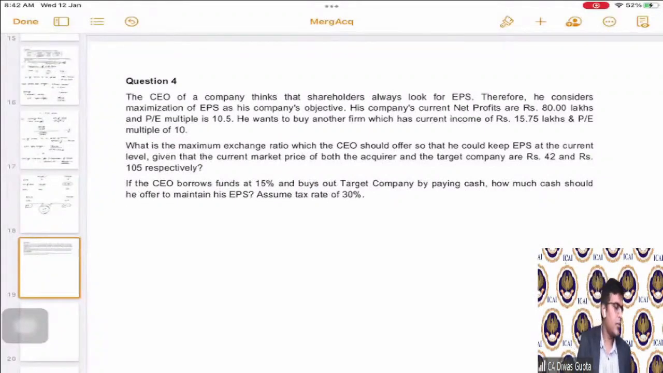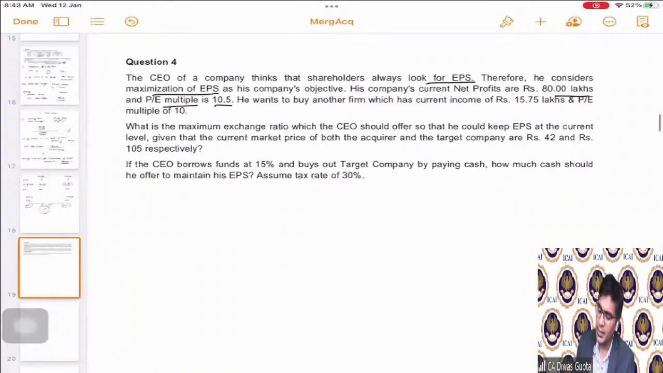Okay, yes. So question number 4 says the CEO of a company thinks that shareholders always look for EPS. They will always see EPS. Now, see, the preference is already set in the beginning of the question. They are saying that it is EPS. Therefore, he considers maximization of EPS as his company's objective. His company's net profits are 80 lakhs and PE multiple is 10.5.